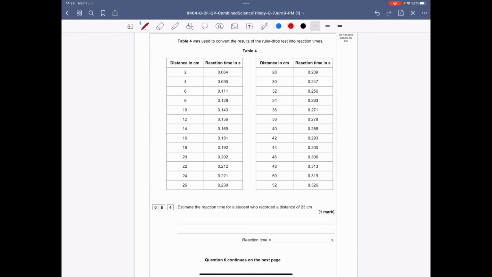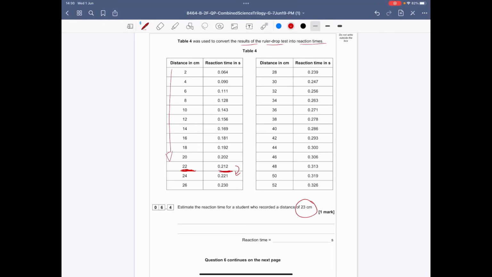Table 4 was used to convert the results of a ruler drop test into reaction times. Estimate the reaction time for a student who recorded the distance of 23 centimetres. So we can see, looking at the table, it's going up in 2 centimetres. So therefore 23 centimetres is going to be between 22 and 24. So therefore we would estimate the reaction time would be halfway between 0.212 and 0.221.